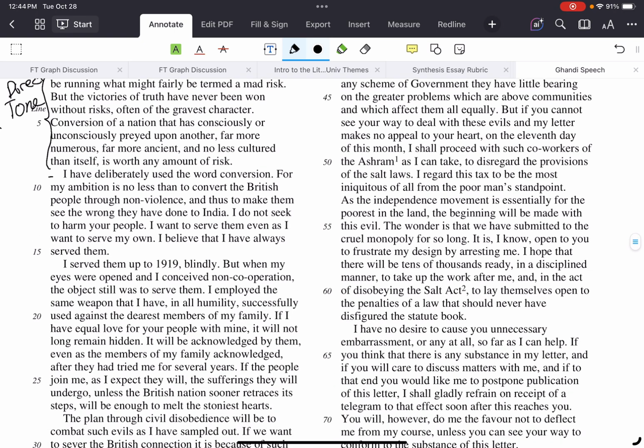I have deliberately, starting right here, used the word conversion, for my ambition is no less than to convert the British people through nonviolence and thus to make them see the wrong they have done to India. I do not seek to harm your people. I want to serve them, even as I want to serve my own. I believe that I always serve them. Okay, so he's kind of telling Britain, like, look, I'm sort of on your side here, okay? I'm kind of on your side.